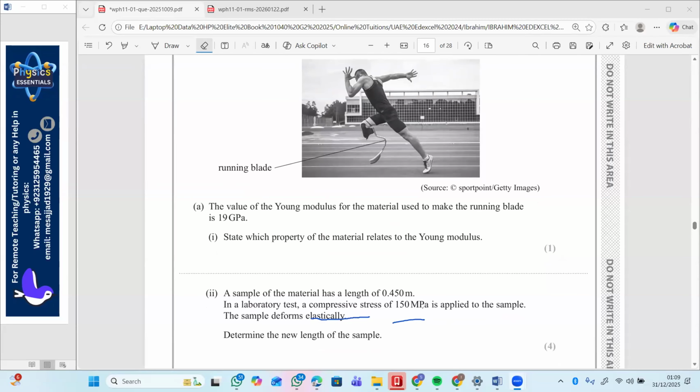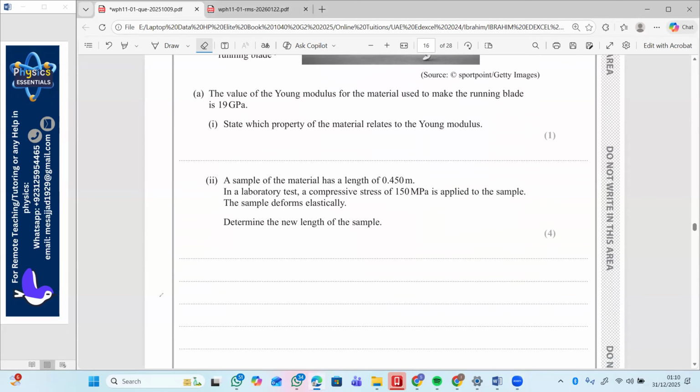All right, so you are going to write the formula for the Young modulus. Let me write it down here.